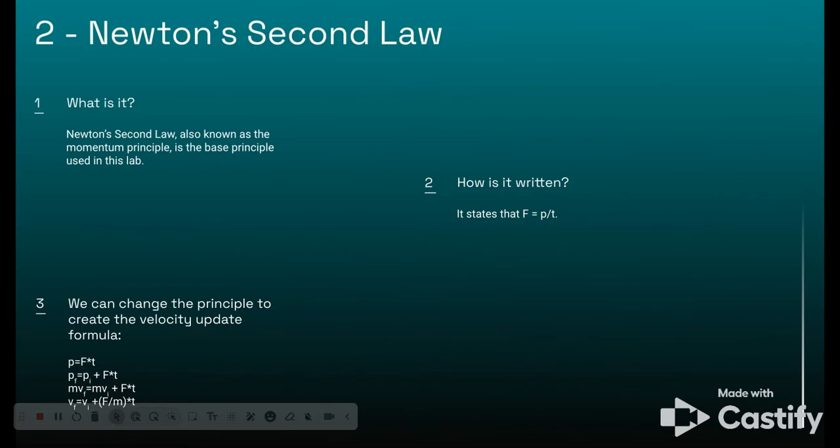So now to discuss the prime principle in this experiment, which is Newton's second law. Newton's second law, also known as the momentum principle, is the base principle used in this lab. How is it written? Newton's law states that the net force equals change in momentum over time. We can manipulate that formula below to create the momentum update formula, which will also give us the position update formula.